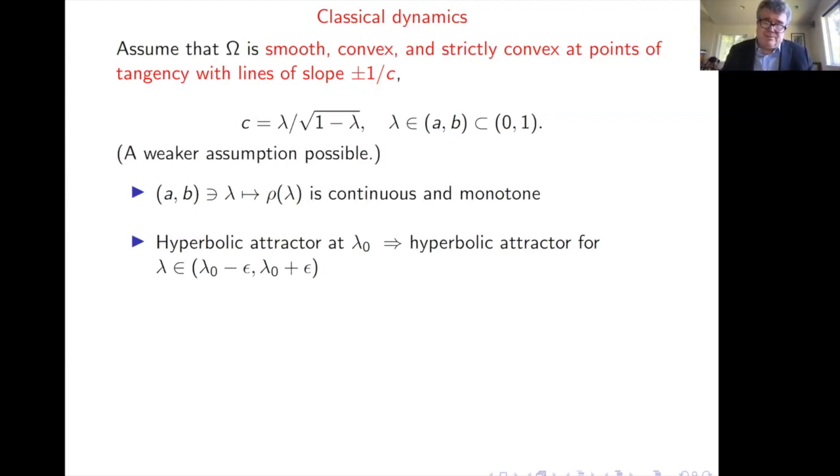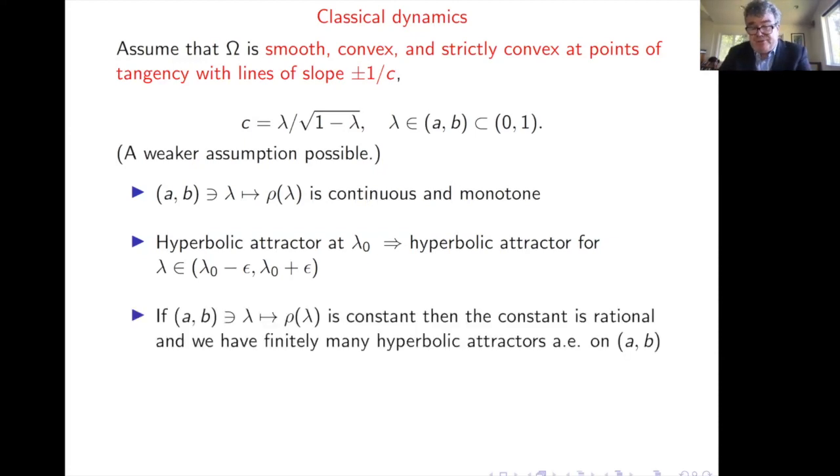Hyperbolic attractor here simply means that I have my map F, I have a periodic point, and so F^n has a fixed point, and the derivative of F^n at that point is different than 1. Once you have this hyperbolic attractor for lambda naught, then this is stable. It will persist for lambdas in a small or larger neighborhood. If this map is constant, then the constant is rational. And we have finitely many hyperbolic attractors almost everywhere on the interval where it is constant.